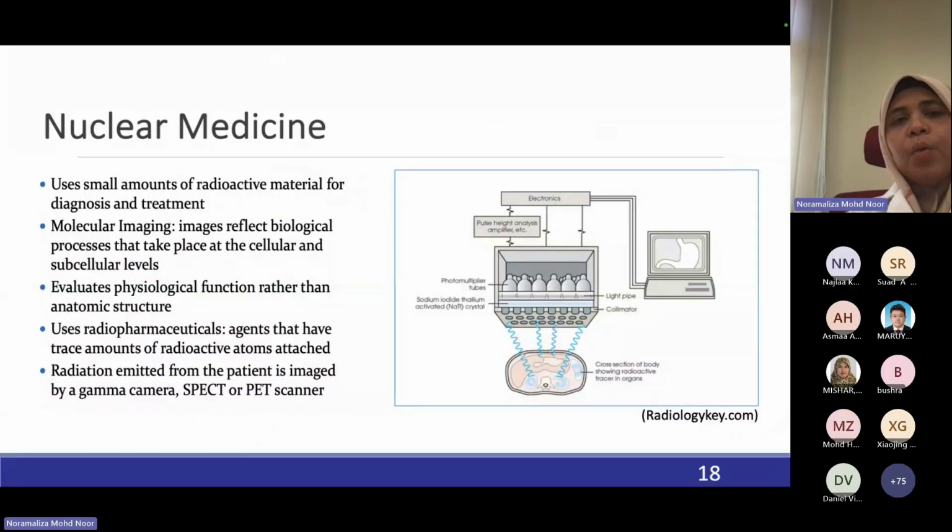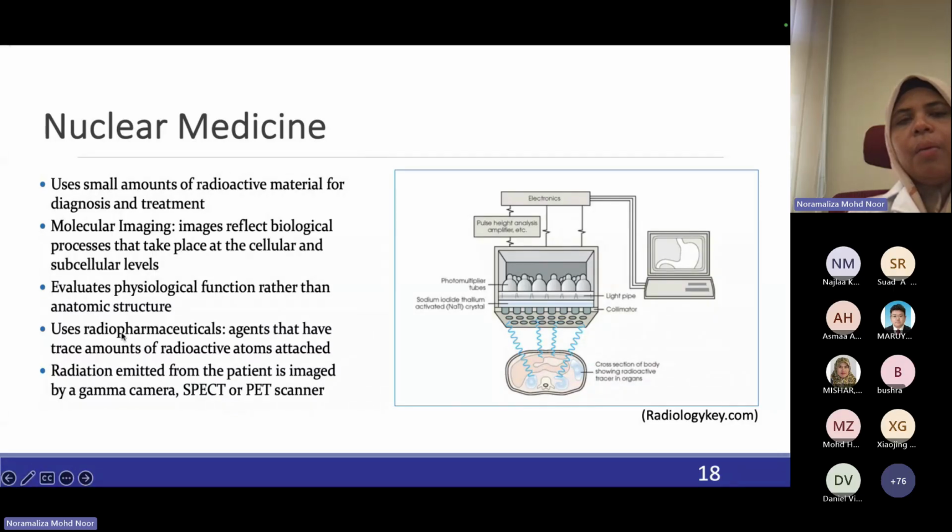Now, what is nuclear medicine? Nuclear medicine uses a small amount of radioactive material for diagnosis and also treatment. Usually, we call it molecular imaging, where it reflects biological processes that take place at the cellular and subcellular levels. It evaluates physiological functions rather than anatomic structures. That's why the hybrid comes in, in order to help with the anatomic structures.